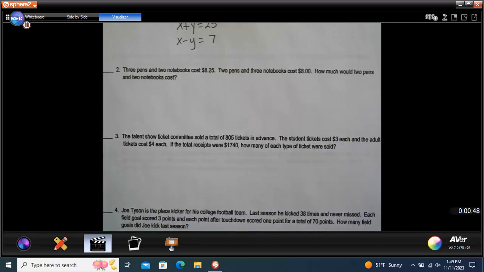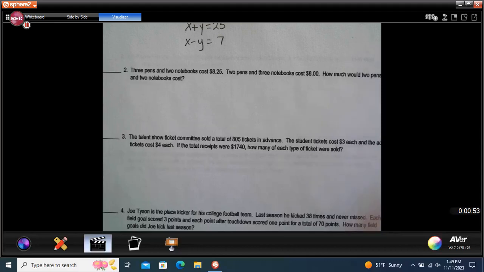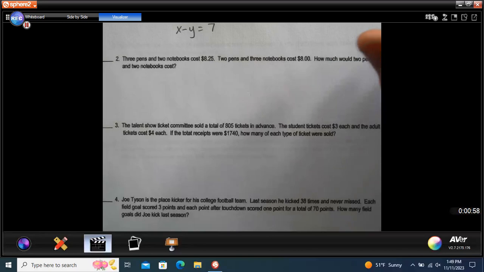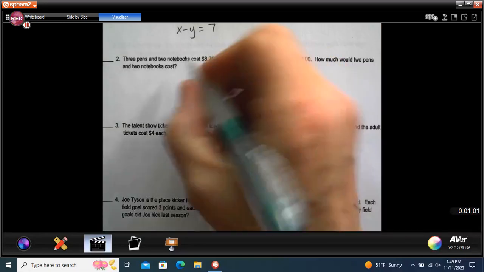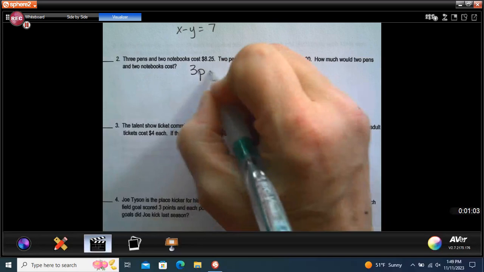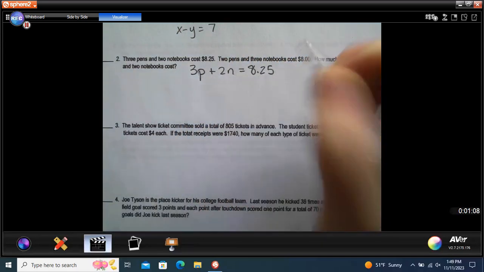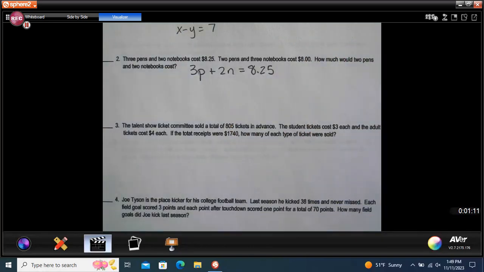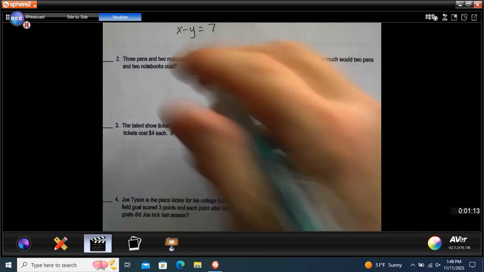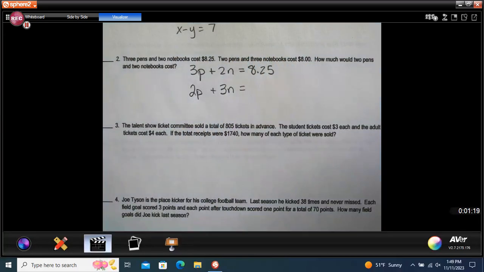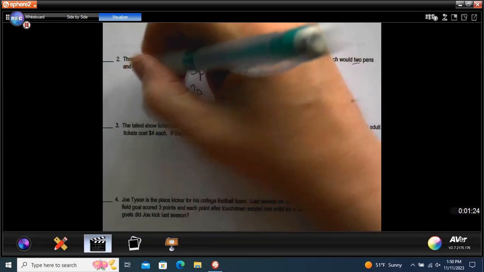This next one, I can't tell if that's focused. I don't know if that's better, but the second one is what I call the type where I just read the words and write an equation. Okay, so I'm going to buy 3 pens plus 2 notebooks, and it's going to cost $8.25. So I just read the words and wrote the equation. Somebody else is going to buy 2 pens and 3 notebooks, and it's going to cost $8. And then how much would 2 pens and 2 notebooks cost?